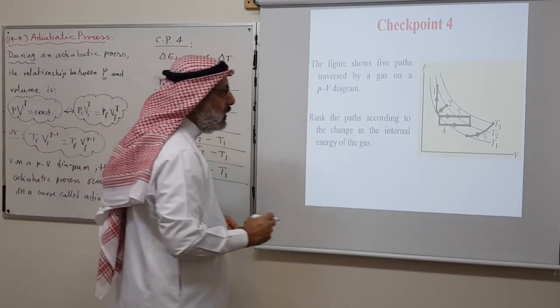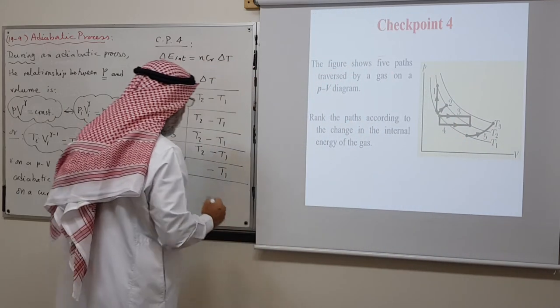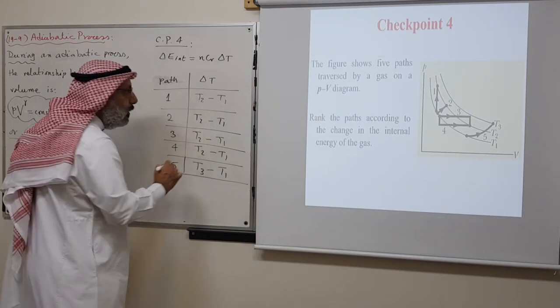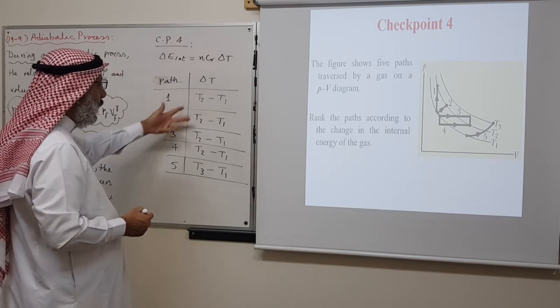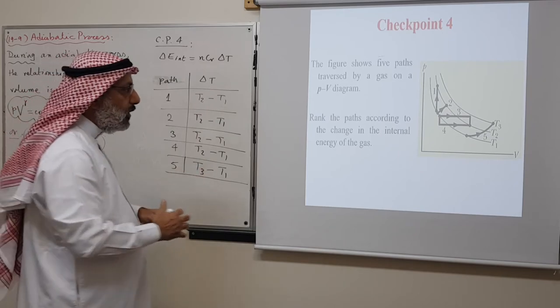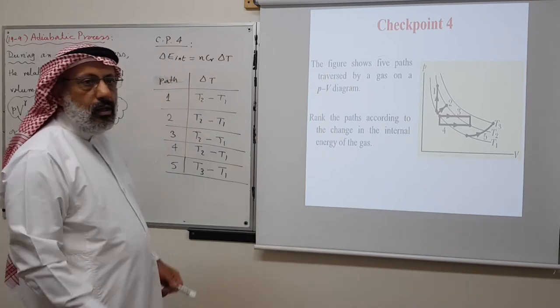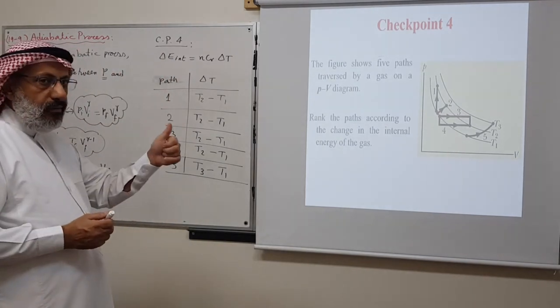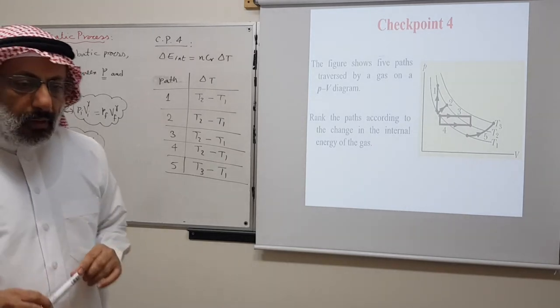And the final point is that one there, which is T3 now, T3. So what is the ranking? 1, 2, 3, 4 are all equal. Path 5 is different, and it is more. You can see the difference there. It is more than the other three paths. So the ranking will be 5, then 1, 2, 3, 4 tie. Okay.